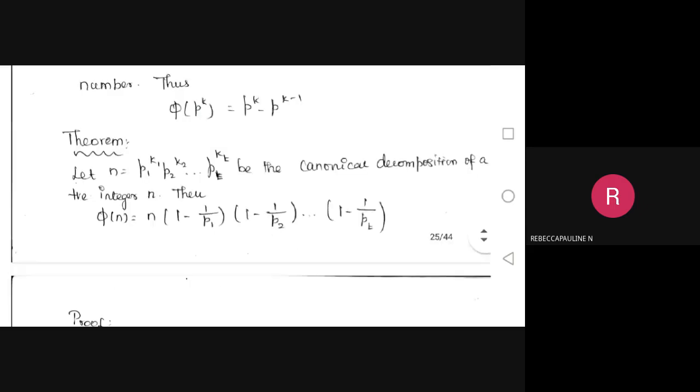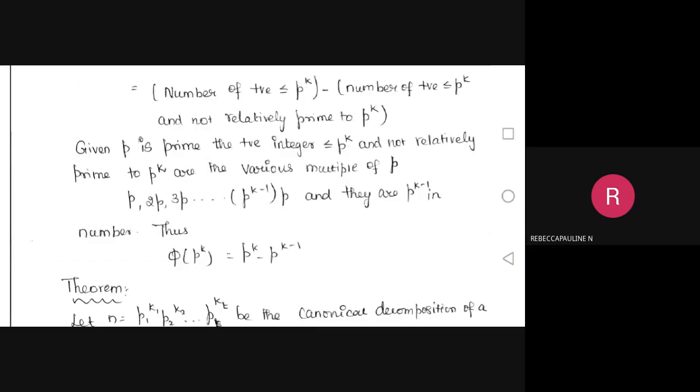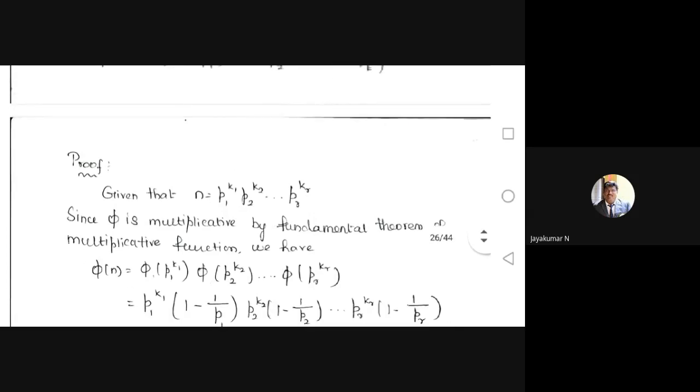So phi of p1 power k1 can be written as p1 power k1 minus p1 power k1 minus 1. You have already proved this result: phi of p power k is equal to p power k minus p power k minus 1. Suppose phi of p1 power k1 means p1 power k1 minus p1 power k1 minus 1.